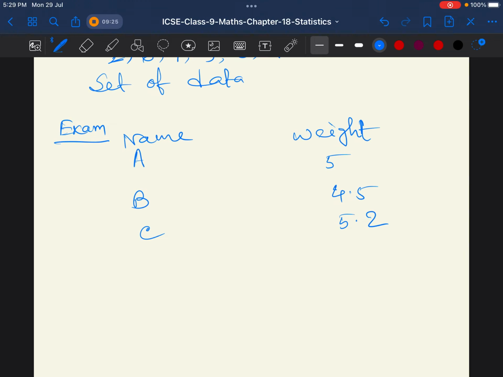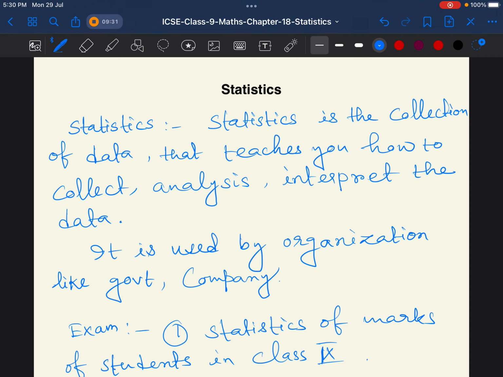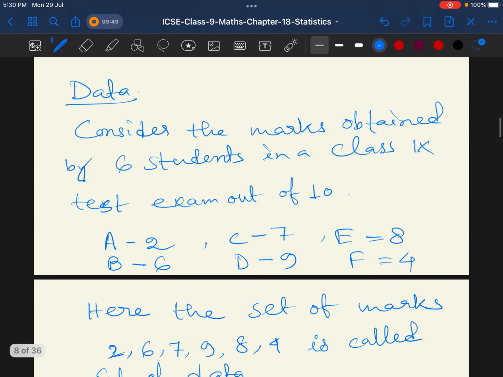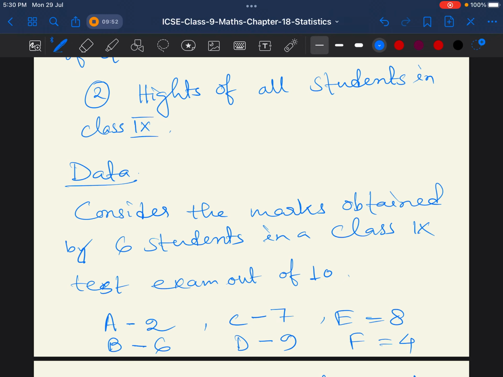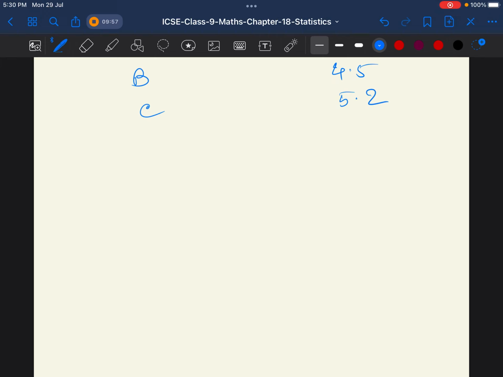So statistics is the collection of data that teaches you how to collect, then analyse, then interpret the data. So we use statistics in an organization like government or company. Some examples are here, and after that we know the data, what is data. Then we will learn variable. So what is variable?